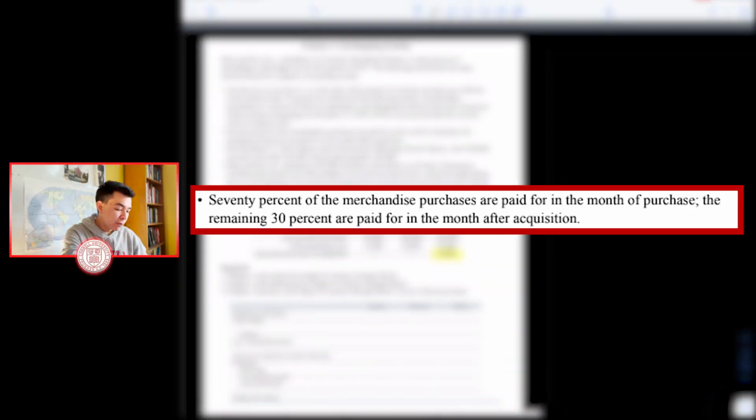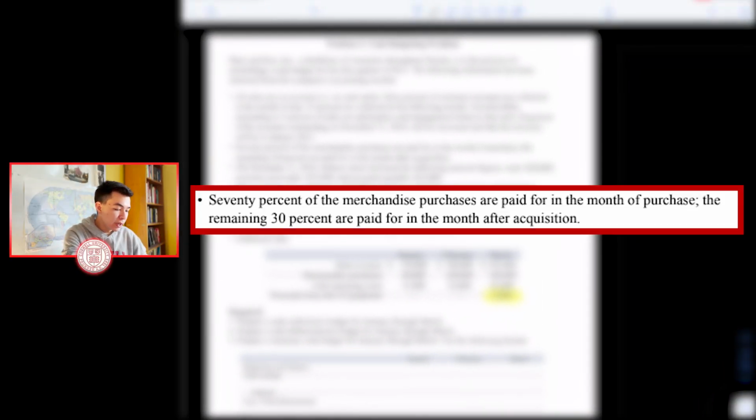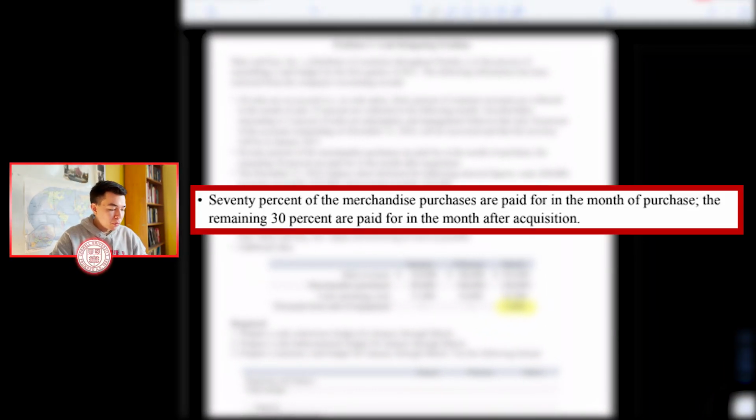In order to do the cash disbursements, we gotta read the second bullet point. And the second bullet point tells us that 70% of merchandise purchases are paid for in the month of the purchase. The remaining 30% are paid for in the month after acquisition. So this is basically saying that, let's say we spent $100,000 on coffee beans for Starbucks. We only pay $70,000 immediately, and then we pay the other $30,000 a month later.